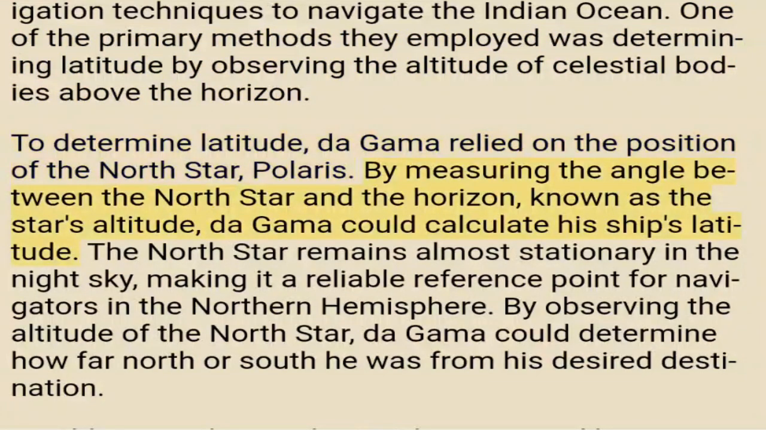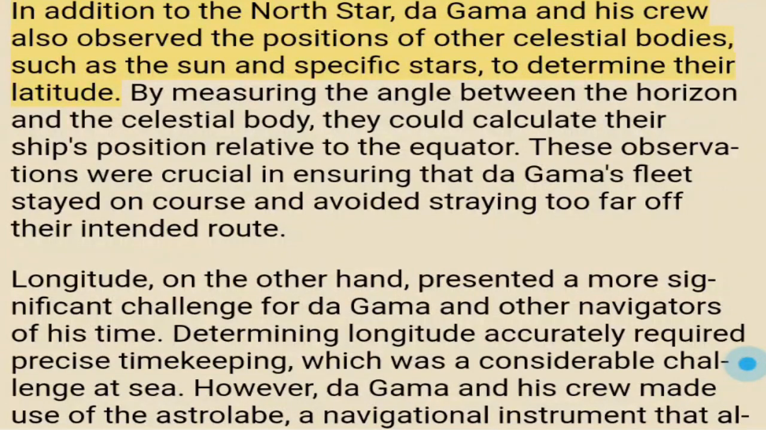By measuring the angle between the North Star and the horizon, known as the star's altitude, Da Gama could calculate his ship's latitude. The North Star remains almost stationary in the night sky, making it a reliable reference point for navigators in the Northern Hemisphere. By observing the altitude of the North Star, Da Gama could determine how far north or south he was from his desired destination.